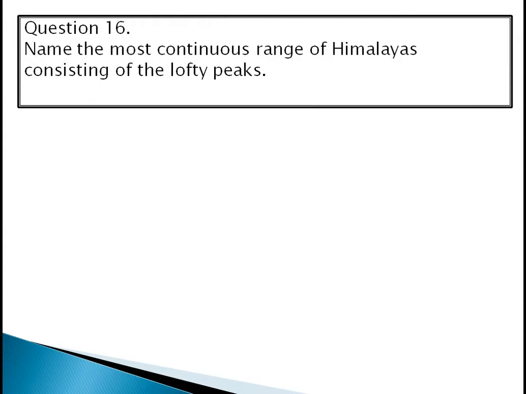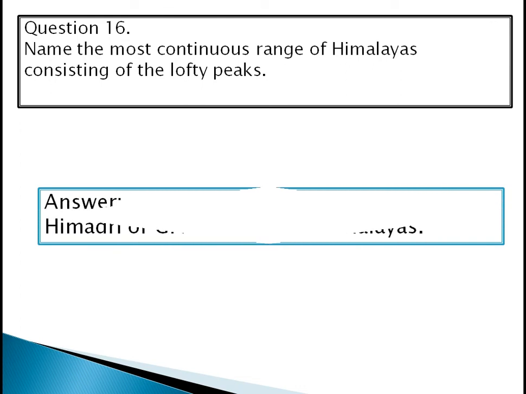Question number 16. Name the most continuous range of Himalaya consisting of the lofty mountain peaks. So Himadri or Greater or Inner Himalaya. Clear to you? So Himalayas are in 3 parallel ranges: Himadri, Himachal and Shivalik. That means the Greater Himalaya, Middle Himalaya and the Lesser Himalaya, or we can speak about the southernmost Himalaya.